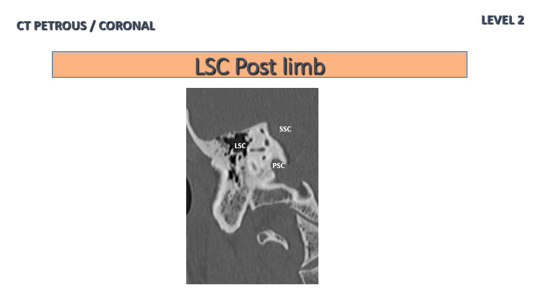And at this level, we will see all three canals: the lateral semicircular canal posterior limb, the superior canal, and the posterior canal. So in case of absence of semicircular canals, there will be no canals at this level.